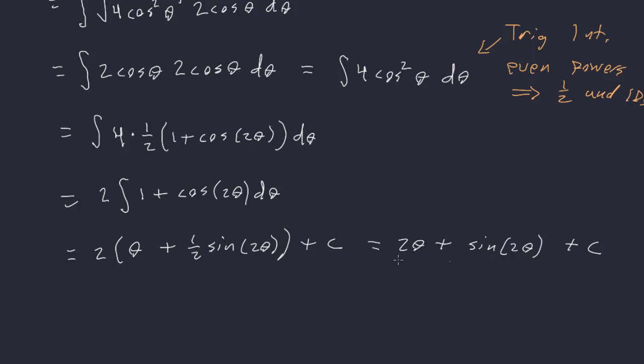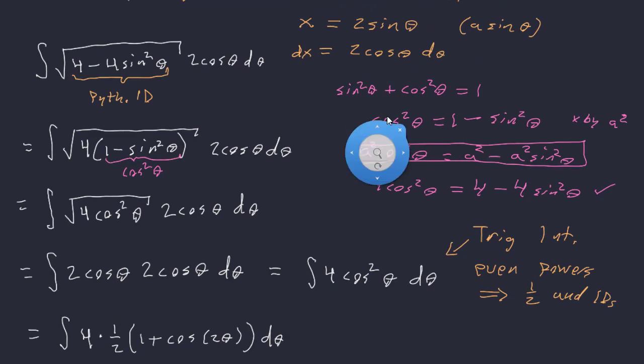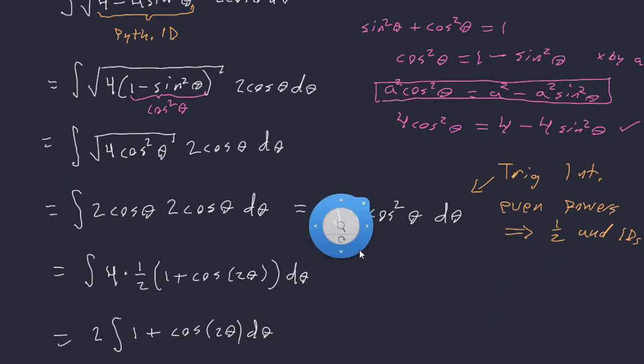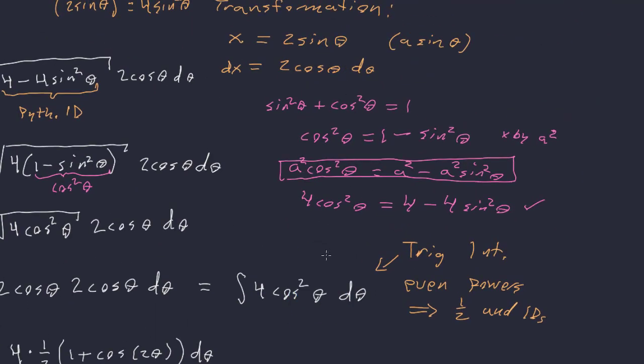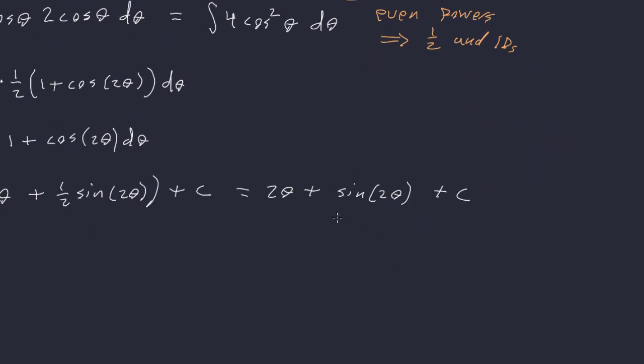We're not done yet, though. It might feel like we're done. However, remember what our transformation was. Our transformation was x is equal to 2 sine theta. We started in x's all the way back up here, so we need to end in x's. So we need to be able to translate back. There's a problem, though. There's a big problem because we know what sine theta is. So we need to be able to translate this back.